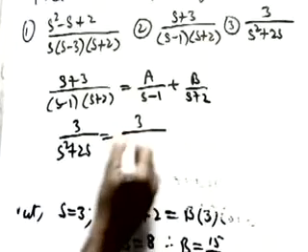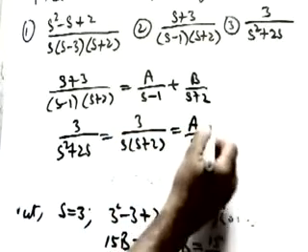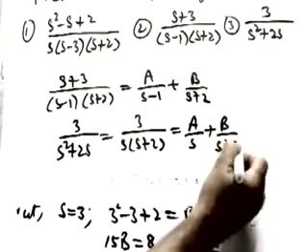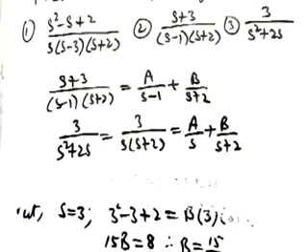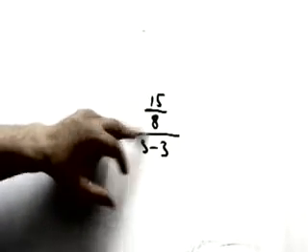Next question is s square plus 2s. You take common s, so this will become s plus 2. Now you take this as a by s and b by s plus 2. You take LCM and you solve the questions. You see here, just now we wrote the b value as 15 by 8, but actually that value is 8 by 15.